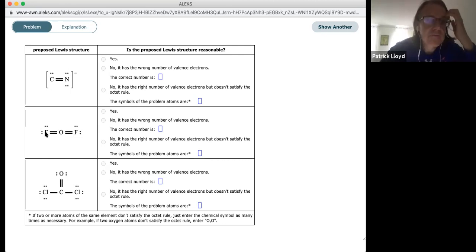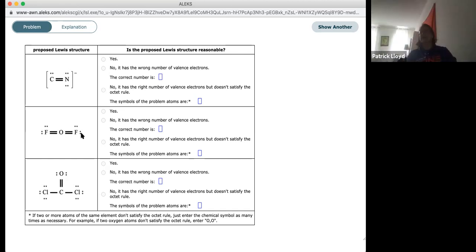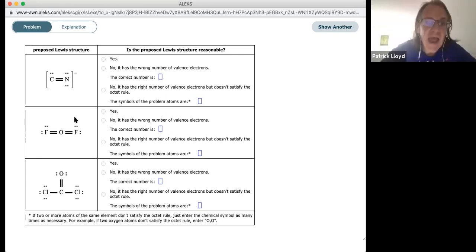So let's count them up. 2, 4, 6, 8, 10, 12, 14, 16. Nope, not enough, right? Not even close. We have to have 20 valence electrons. We've only got 16. So this has the wrong number of valence electrons. Okay, that's the problem there. Let's look at the third one.